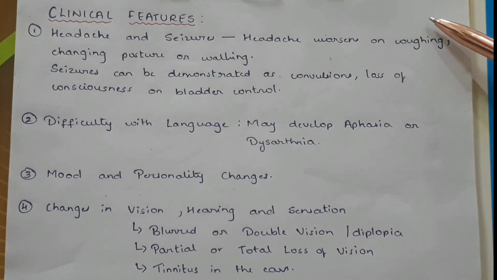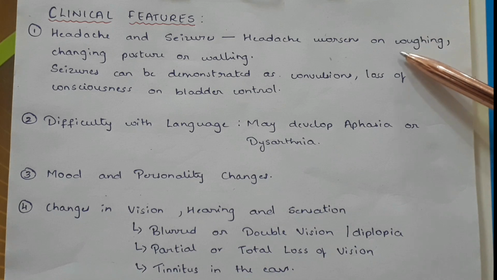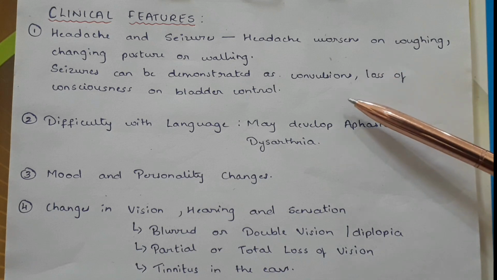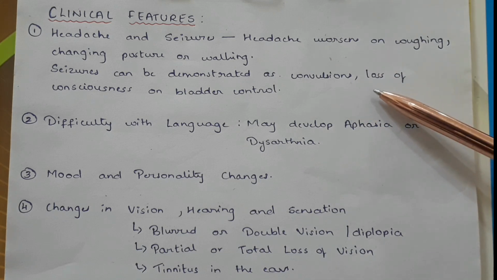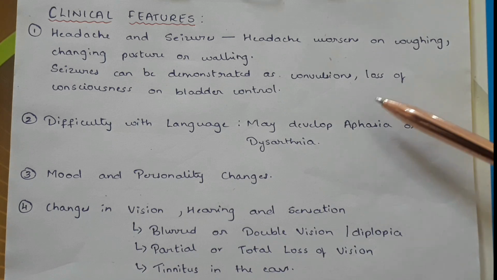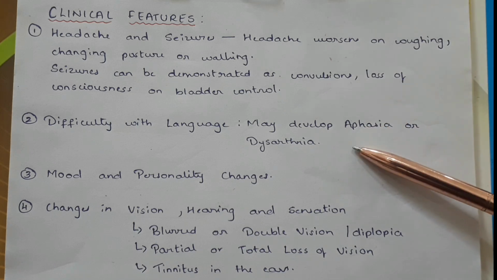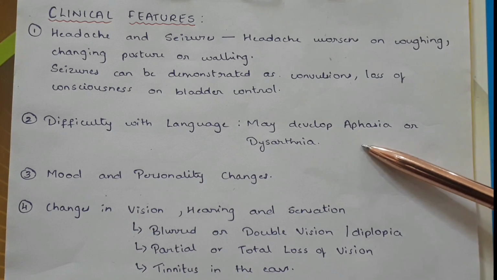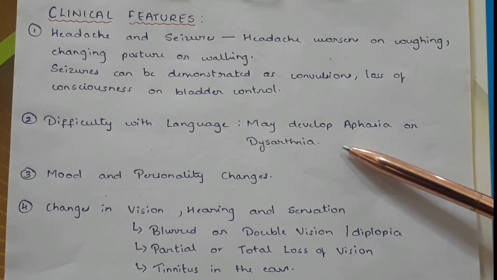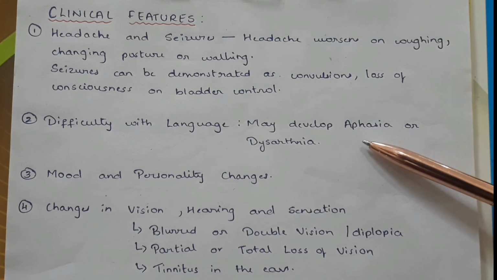Clinical features of brain tumors: headache and seizures. Headache worsens on coughing, changing posture or walking. Seizures can be demonstrated as convulsions, loss of consciousness or bladder control. Difficulty with language, that is, they might develop aphasia or dysarthria. Dysarthria is difficulty in speaking articulated words.